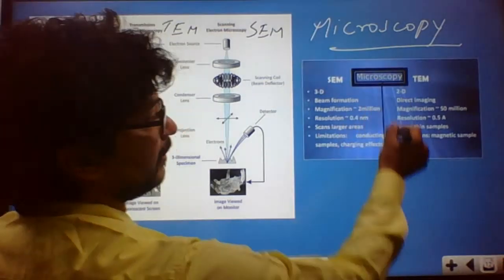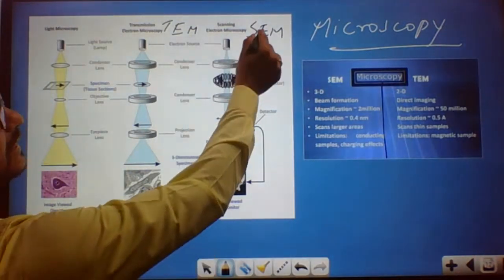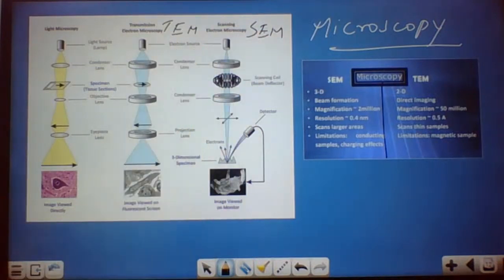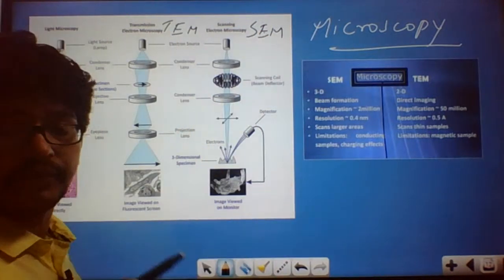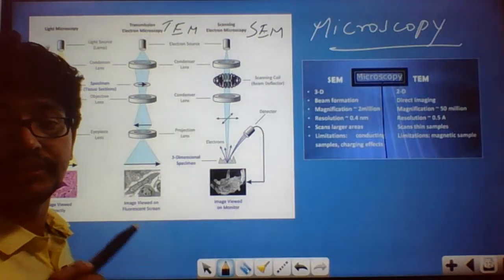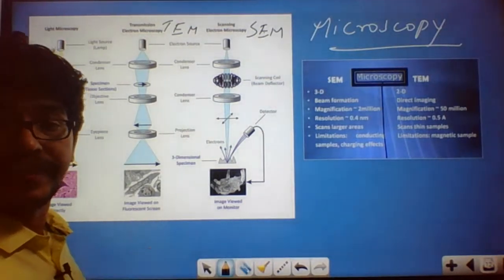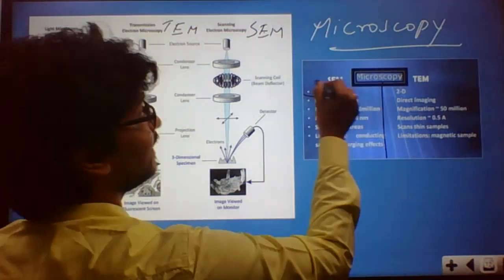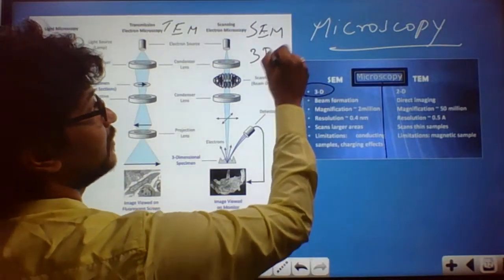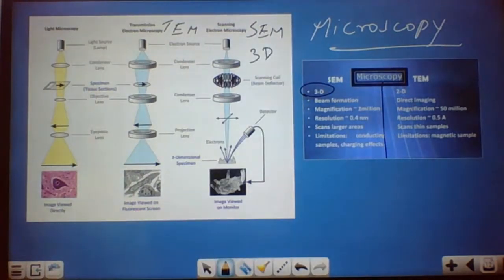This is a very important part, the difference between SEM and TEM. SEM is a scanning electron microscope and TEM is a transmission electron microscope. Sometimes the question comes: which type of microscope can give a 3D image? The 3D image is given by the scanning electron microscope. The scanning electron microscope is quite common where we can get the 3D image.